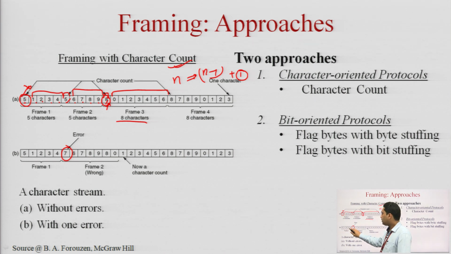Here it is 5. Yes, this is a count meaning one, and these 4 are the data characters. Here it is mentioned 7, which is the error. Again, this example is from the Forouzan book. You can refer to it for further study. The explanation is well defined in the book. So, here these 6 characters will be taken.